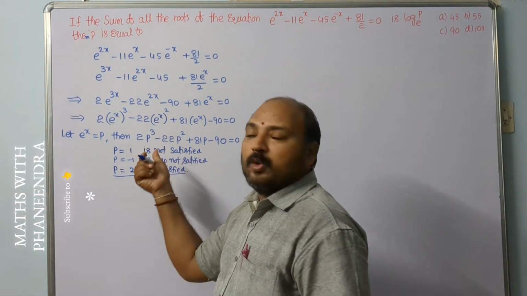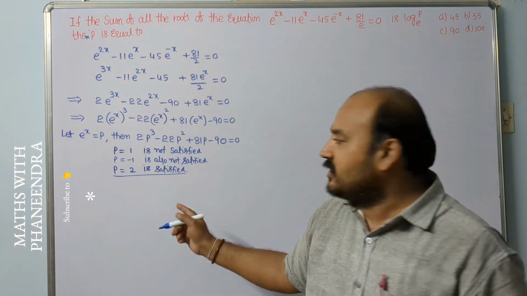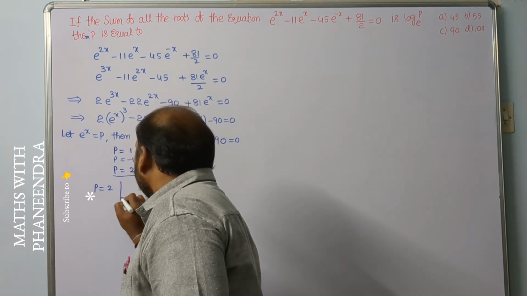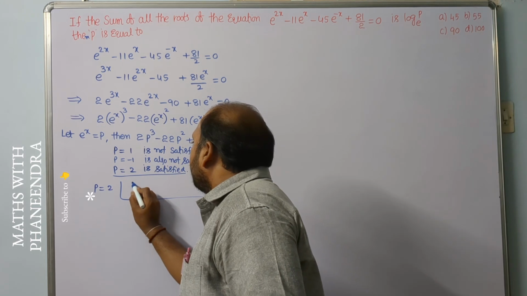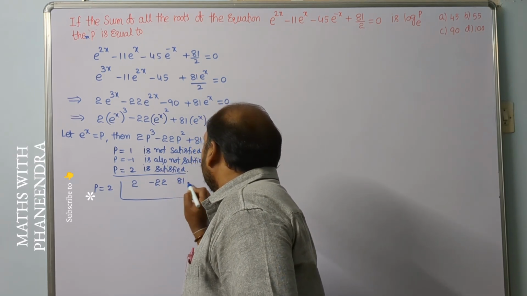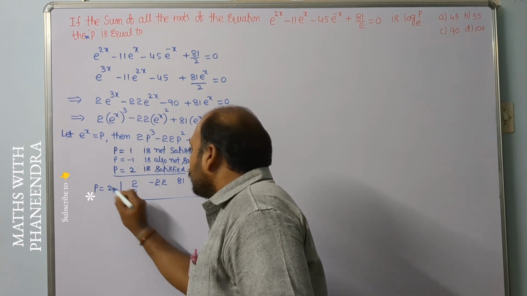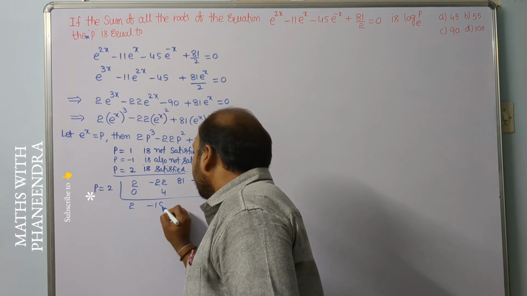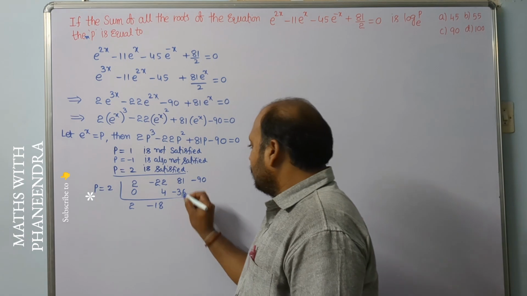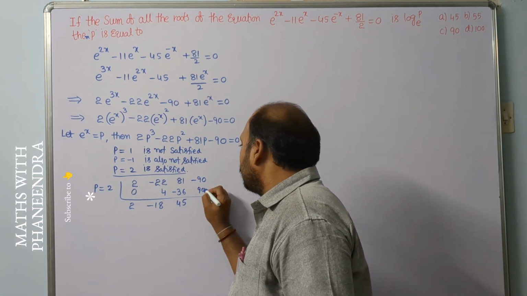of the cubic equation. So, by using Horner's synthetic division with p equal to 2: the coefficients 2, minus 22, 81 and minus 90. First put 0 and add these. 2, then minus 18, and minus 18 into 2 is minus 36. Next, 45 will come here, 45 into 2 is 90, so 90 minus 90 is 0.